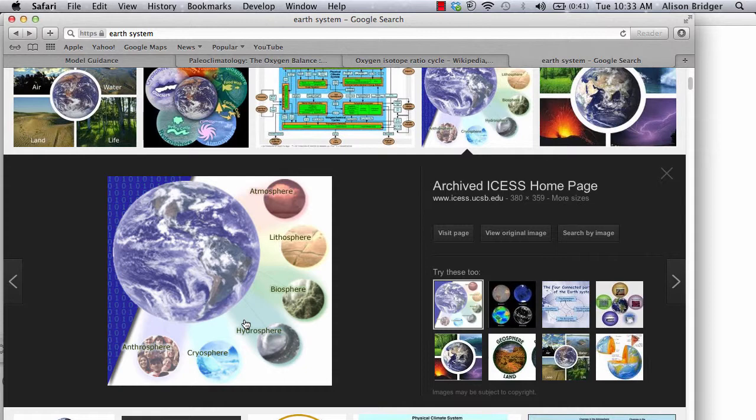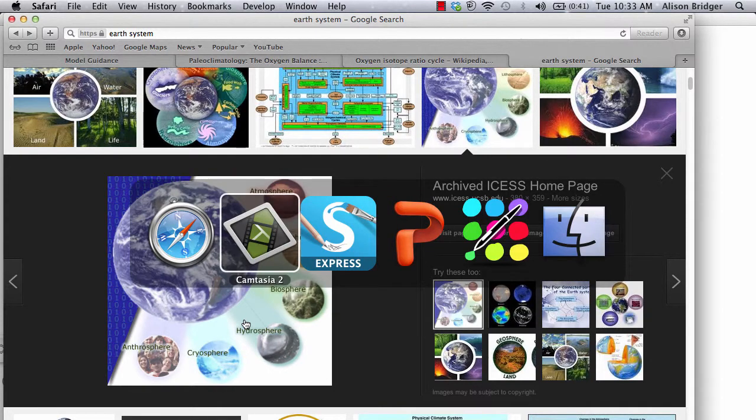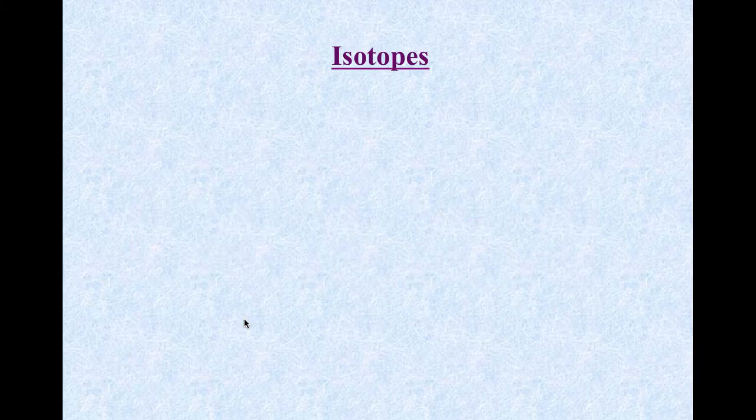What we're going to move on to next is a quick overview of how our climate has changed. And to understand that, we're going to take a little bit of a look first at the topic of isotopes, because they have proved to be very interesting and useful at helping us figure out climate change.